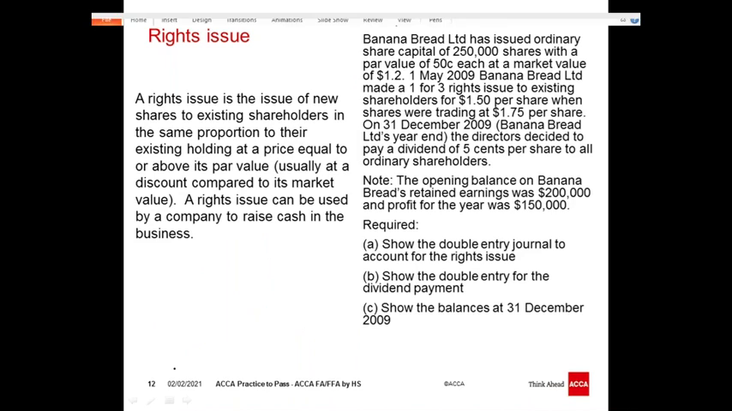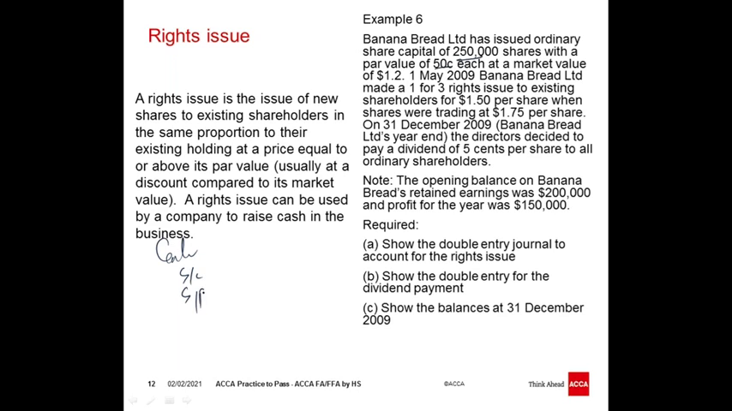Banana Bread Limited has issued ordinary share capital of 2,50,000 shares each with a value of 0.5 at a market value of 1.2. So initially the company has issued shares at a market value, the 2,50,000 shares at 1.2. Please do remain with me so that it will be understandable for you. Cash debit, share capital credit by 0.5, share premium credit, only 1,75,000.